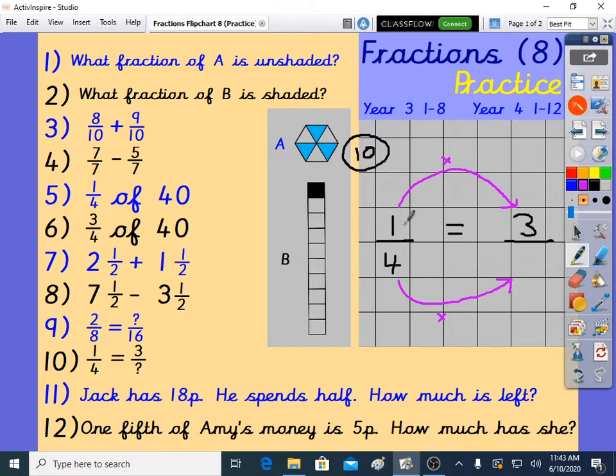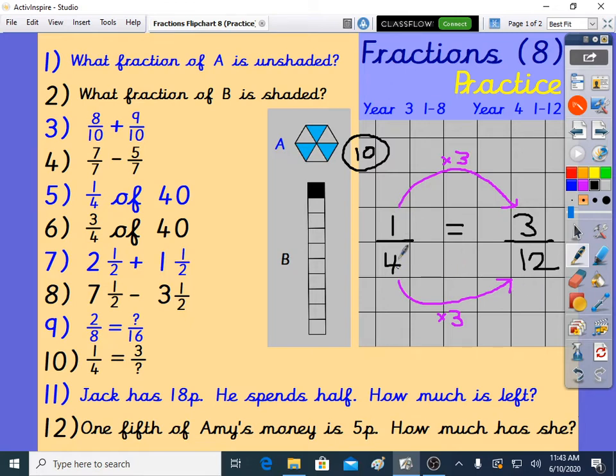1, 2, 3. 1 times 3 is 3. So if you're going to times the tops, the numerators, by 3, then you just times the bottom, the denominator, by 3. 4 times 3: 4, 8, 12. It's 12. So 1/4 is the same size as 3/12.